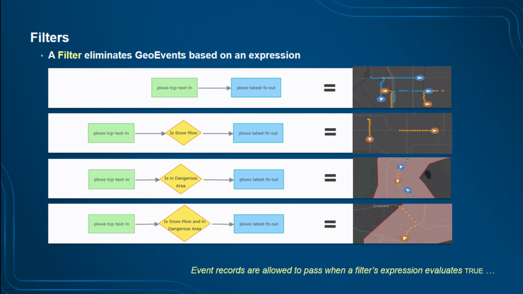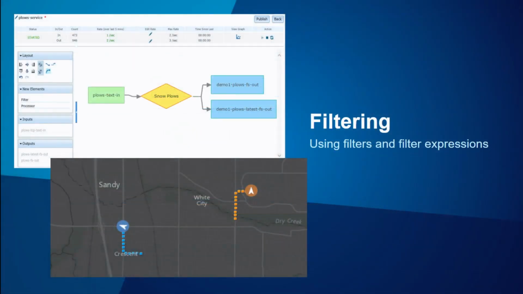In this first example, you see that there is no filter, and as Sagar showed, all of the events are flowing from the input to the output. You can filter based on an attribute expression, such as is snowplow. You can filter based on a spatial expression, such as is in dangerous area. You can combine both the attribute and spatial expressions within a filter to look for snowplows that are in dangerous areas. So I'd like to take a look at that and what it looks like in a demonstration.